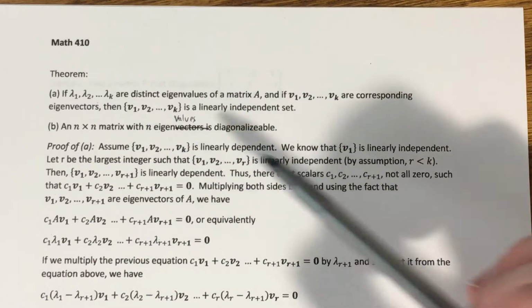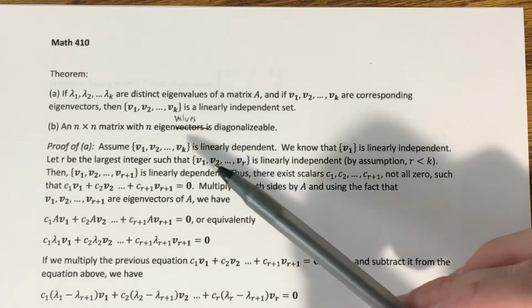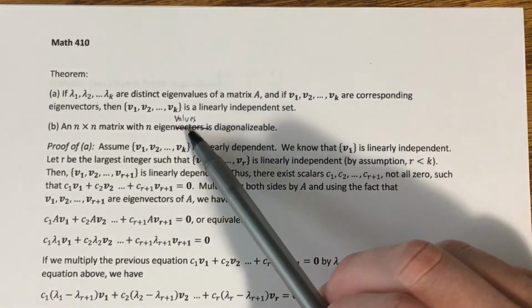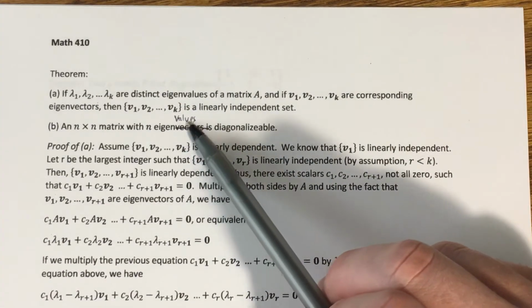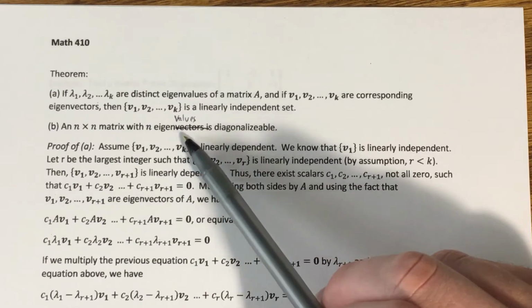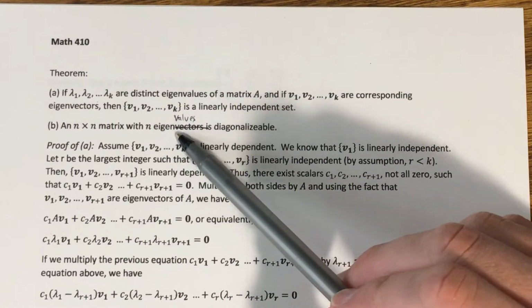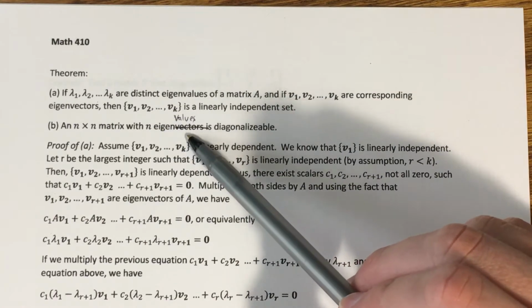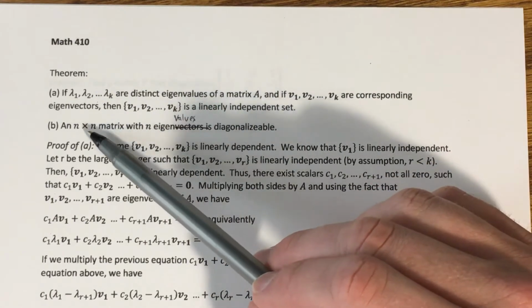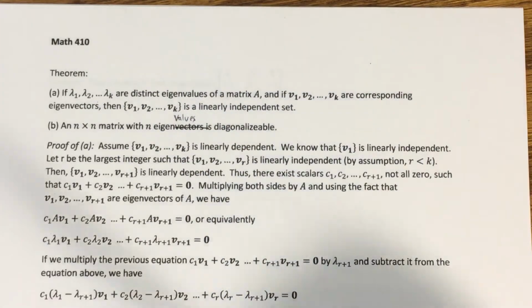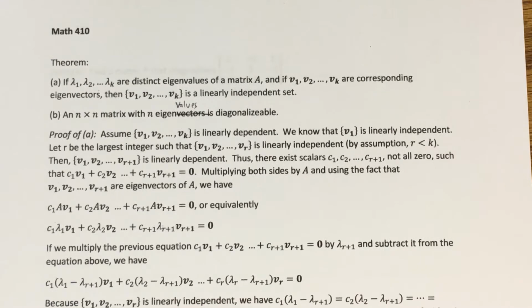Part B says an n by n matrix with n distinct eigenvalues, that was a typo there, I crossed it off and wrote values, is diagonalizable. So if you have as many distinct eigenvalues as you do rows or columns in that square matrix, then you can diagonalize that matrix. We're going to prove A. B is an immediate consequence of this.